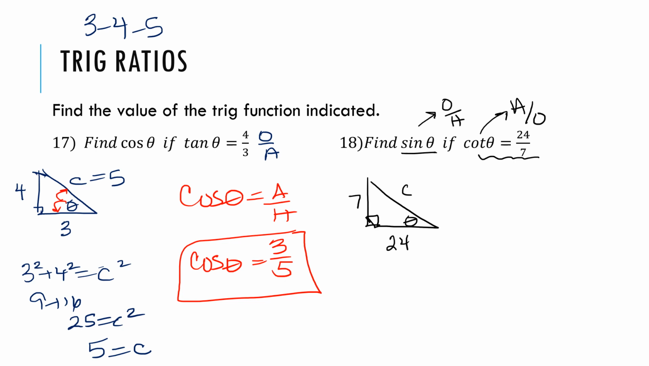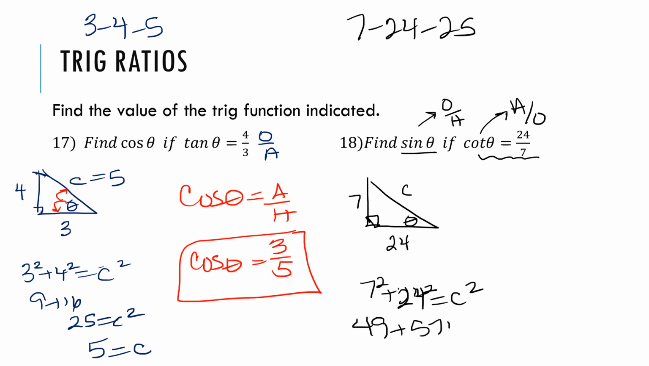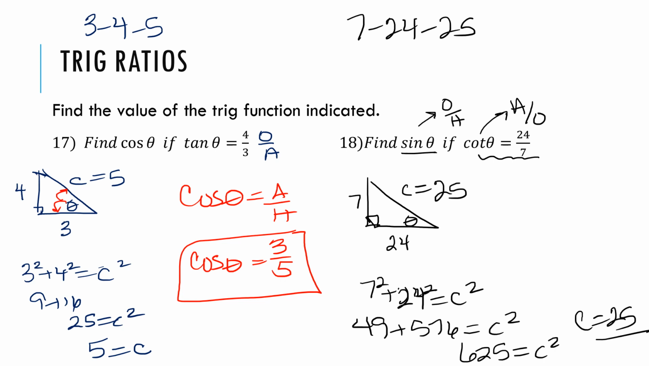Alrighty, so let's do some work. 7 squared plus 24 squared equals c squared. That's another one of those triples. It's a 7, 24, 25. Let's double check. 49 plus 576 equals 625. And when we take the square root of 625, we do get 25. Good deal. All right, let's go back and determine sine of theta. So sine of theta has to be the opposite side, 7, over the hypotenuse, which is 25.